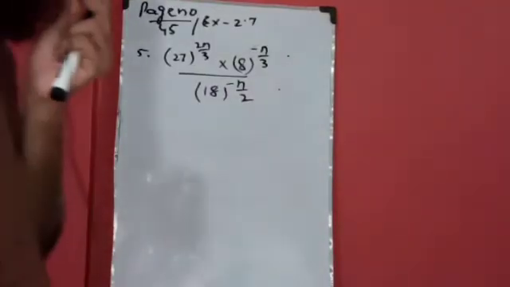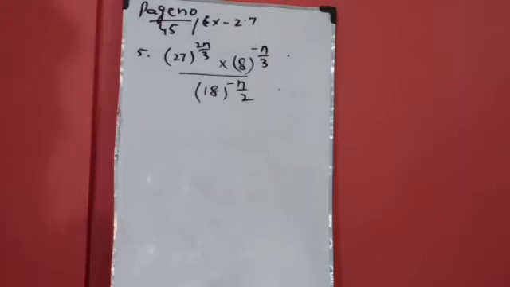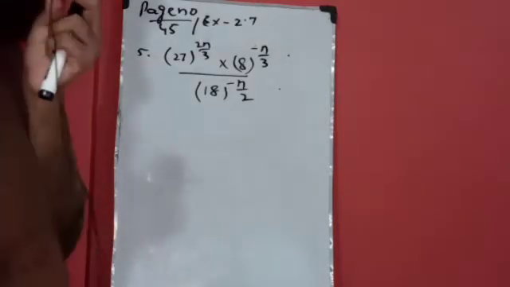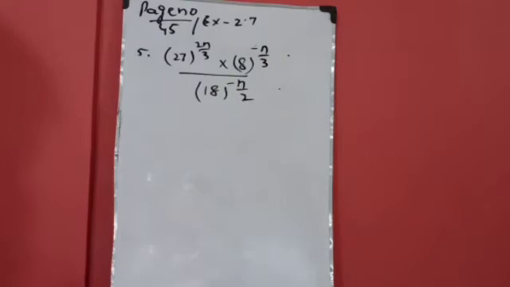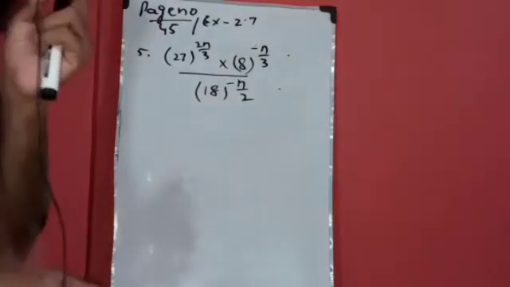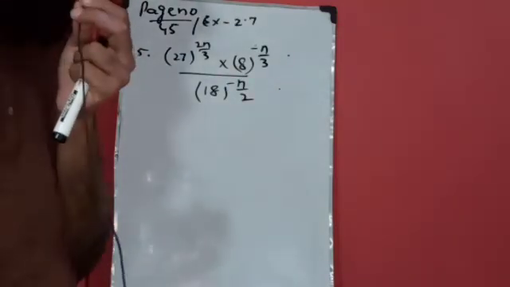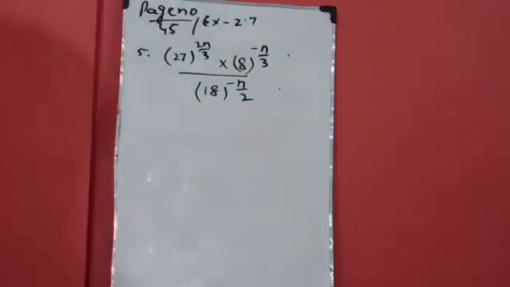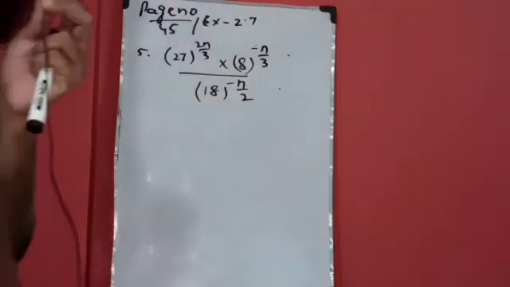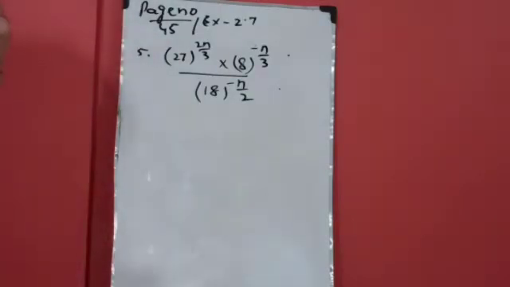Come to question number 5, in which 27 raised to power 2n upon 3, the exponent comes in variable form, times 8 raised to power minus n upon 3 in the numerator, and in the denominator 18 raised to power minus n upon 2. First we make the exponents positive. That means 8 raised to power minus n upon 3 goes in the denominator, and 18 raised to power minus n upon 2 comes to the numerator.